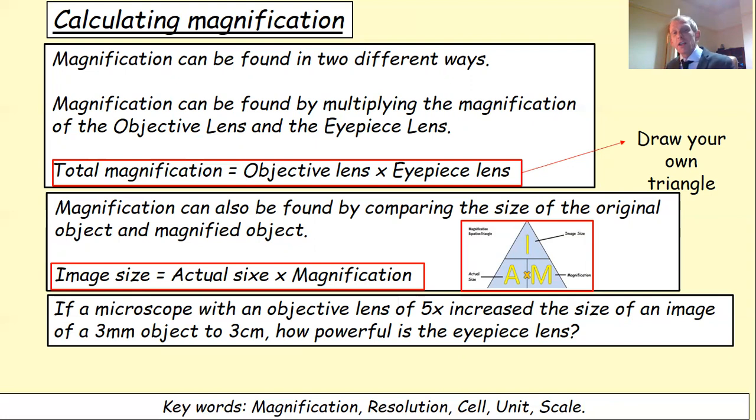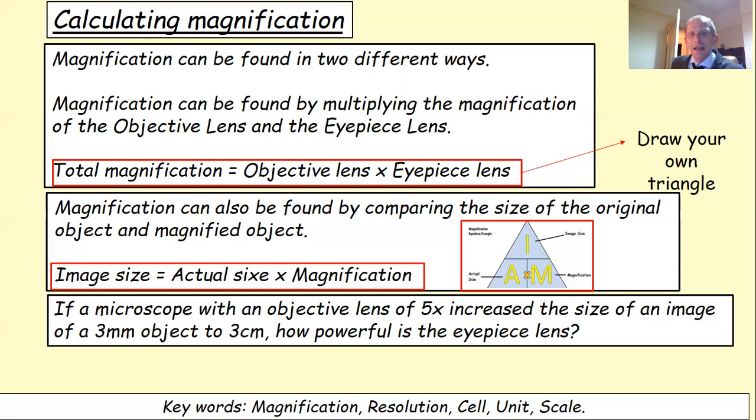And I'd also like you to try and draw your own triangle for the total magnification equals objective lens times eyepiece lens. So pause the video now, copy down those two equations and draw those two triangles, and we'll go through them, make sure you've got it all right before we answer that last question.